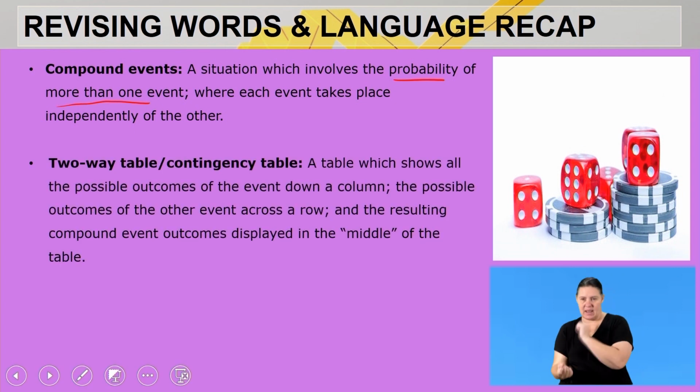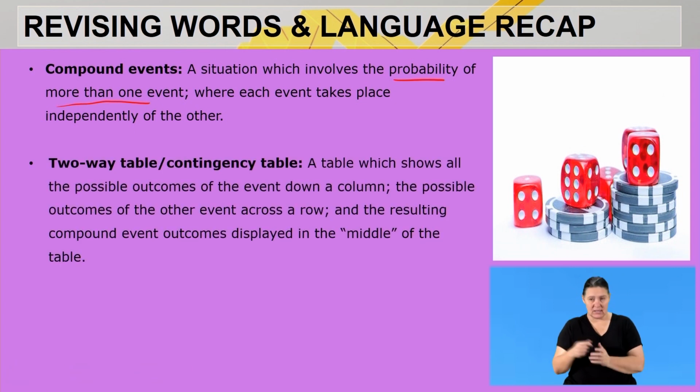We also looked at a two-way table. A synonym for that would be contingency table. And we indicated that it's a table which shows all the possible outcomes of the event down a column, then also the possible outcomes of the other event across a row, and the resulting compound event outcomes displayed in the middle of the table.